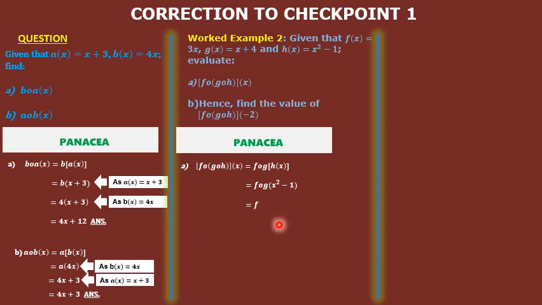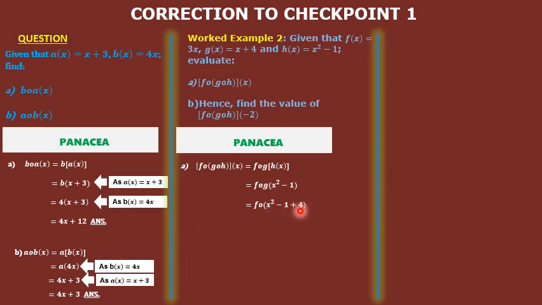So you do that, you have f of, now instead of this x, I will just put s squared minus 1. Then don't forget plus 4. So we have s squared minus 1 plus 4. So I have interpreted this now. Now from here, we have s squared minus 1 plus 4.